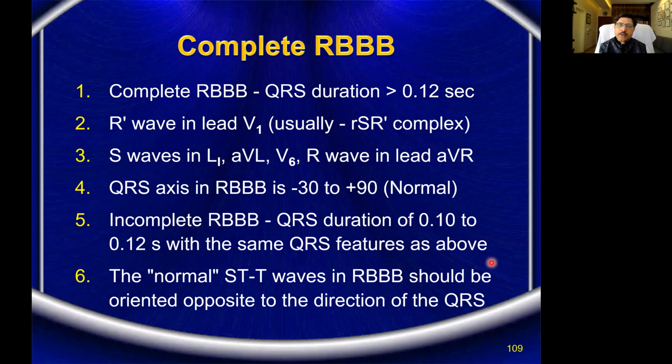Okay. Let us list the features. Complete right bundle branch block: QRS duration more than 0.12 seconds, the fundamental criterion. Second one is an RSR dash pattern in lead V1, the RSR pattern, or the M pattern. S waves in L1, AVL, and V6 are seen.